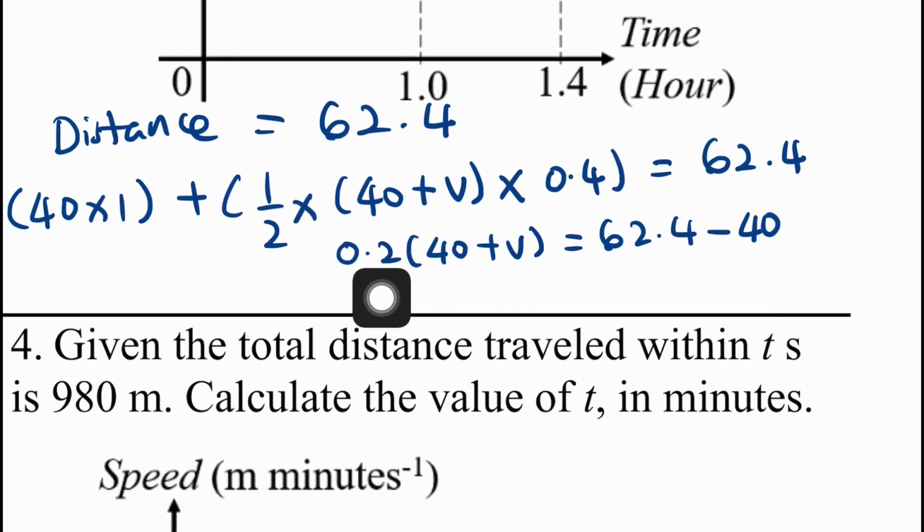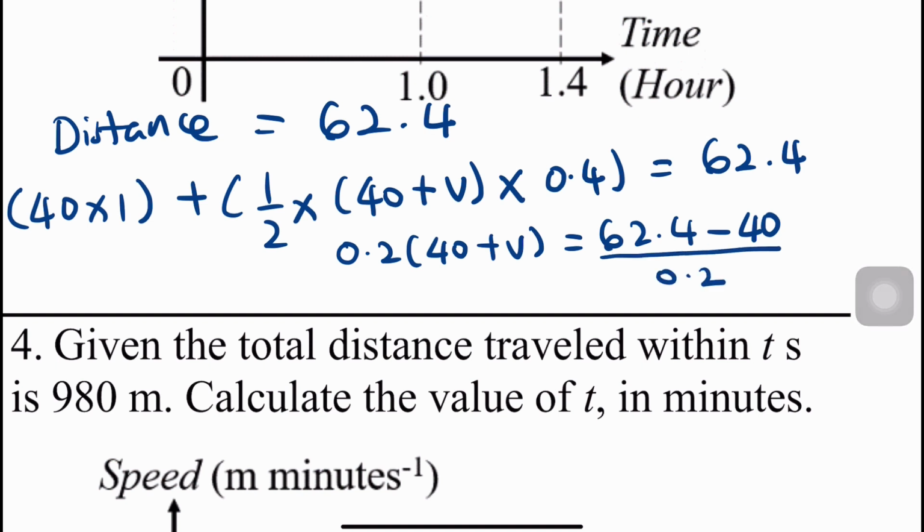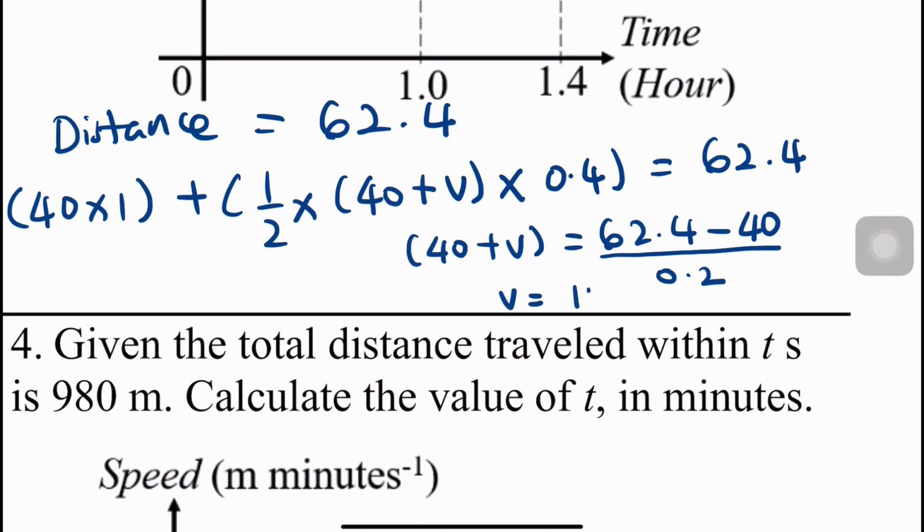Sekarang nampak tak 0.2 ni? Darab kan? Boleh tak saya pindahkan ke sebelah? Kalau saya pindahkan ke sebelah, dia akan jadi bahagi kan? Saya pindahkan terus ke sebelah. So divide by 0.2. So sini tak ada dah. So next, V is equals to, cuba tekan dulu ni. Dapat berapa? 62.4 minus 40, then divide by 0.2. So dapat 112. So tulis 112.